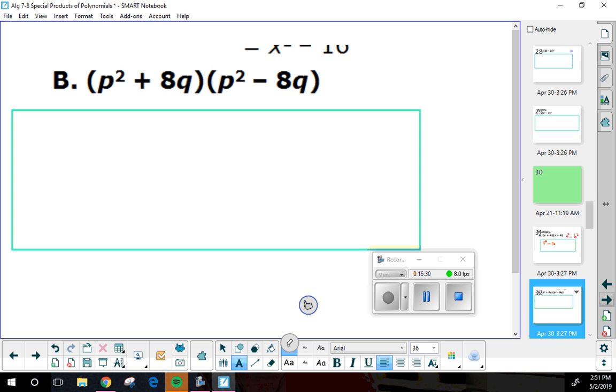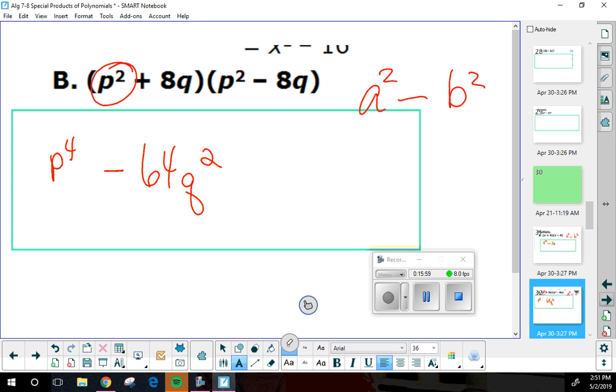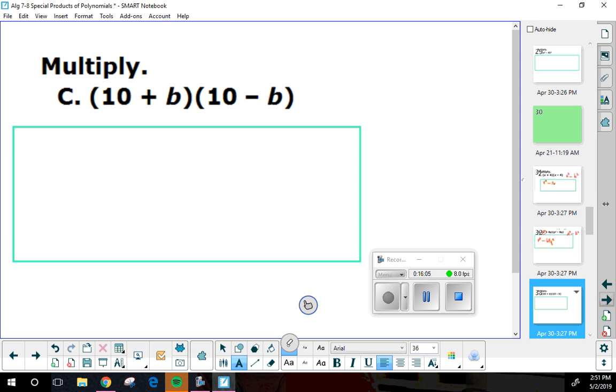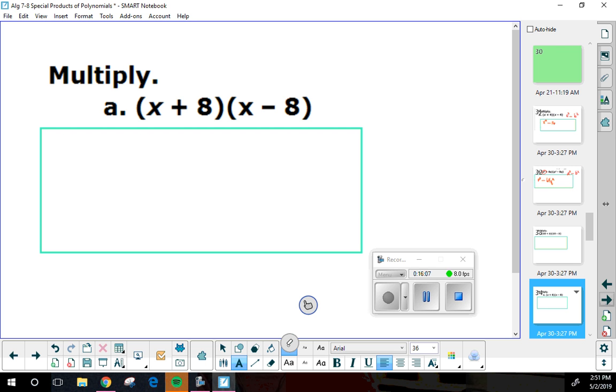All right, let's do another example. Let's do this one. P squared plus 8q times p squared minus 8q. And again, you're just taking the first term, squaring it, the second term, squaring it, put a subtraction sign in between it. What is p squared times p squared? P to the fourth. 8q times 8q, 64q to the second. What sign goes in between? Alrighty then, let's do this one.